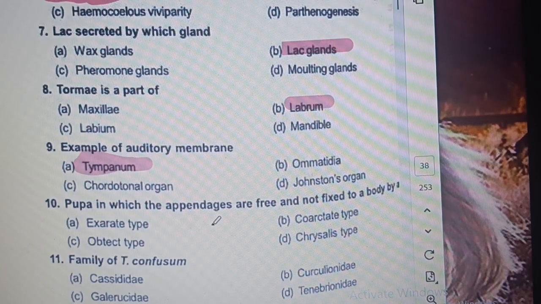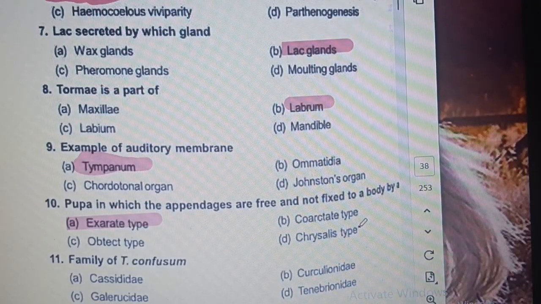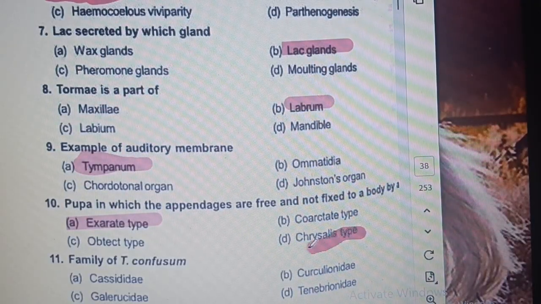Next question is the pupa in which the appendages are free and not fixed to the body. These kinds of pupa are known as exarate pupa. The butterfly pupa is known as chrysalis, about which they used to ask two questions, about the cremaster and the girdle.